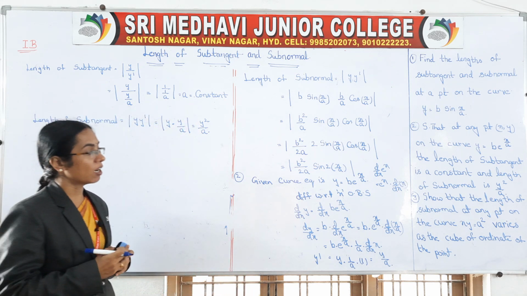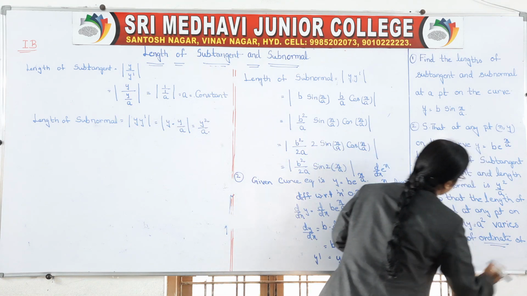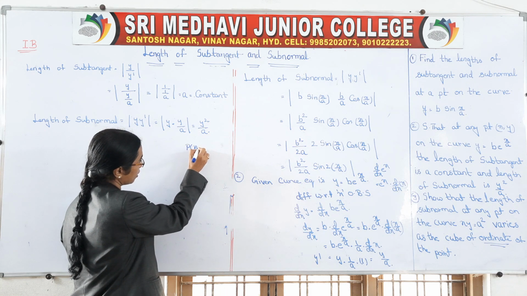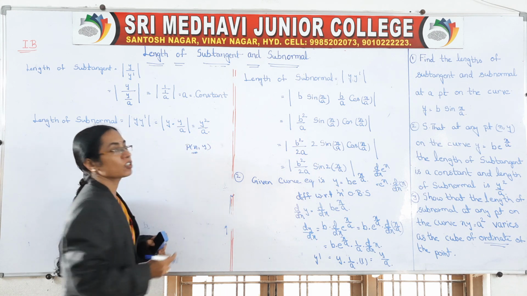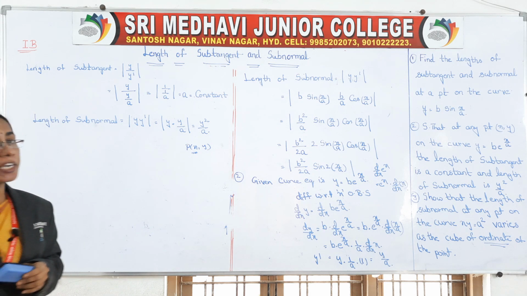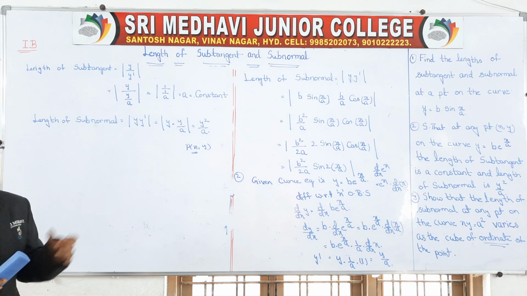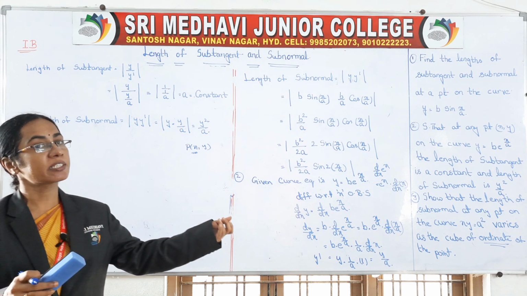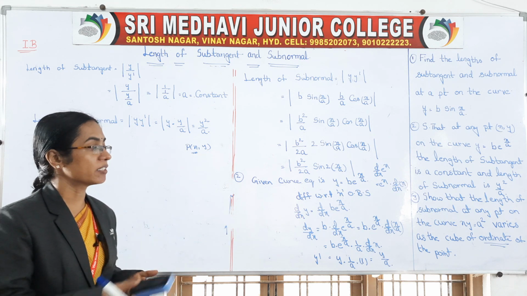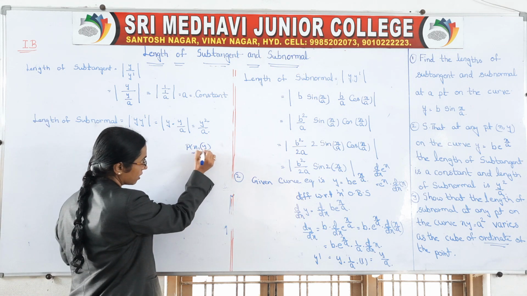What is the meaning of ordinate? In a point, suppose P x comma y is there. x is called the abscissa of the point and y is called the ordinate of the point. So we have to prove that the length of subnormal to this curve varies, and varies means changes, with the cube of the ordinate. Ordinate means y.